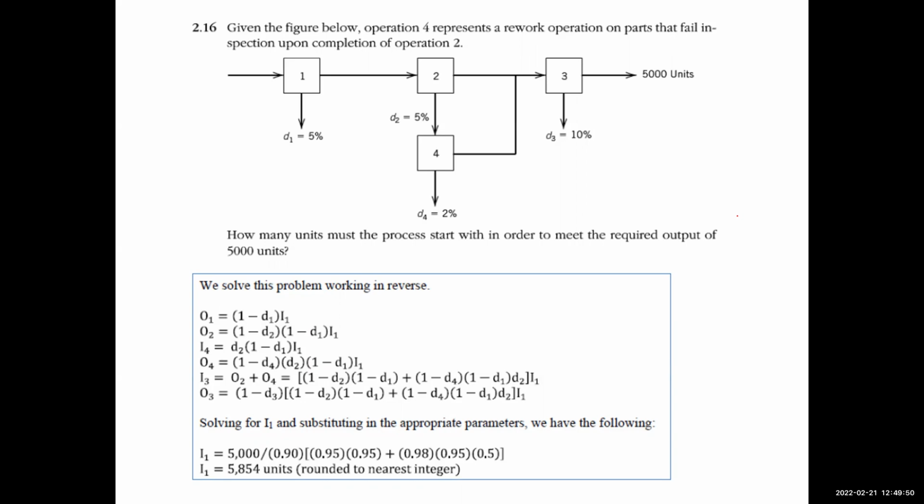The challenge about this one is that we have a rework station, right? So for us to be able to determine this input, which is what we want to find, we need to take into account this rework. What that station is doing is taking some of the defectives from station 2, reworking those, and then those that are fixed are going back into the process. So the question is, how many units must be started with in order to meet the required output of 5,000 units? The information you have available in this problem is just the output required, and the percentage of defectives for each station. Based on that, we want to know what is the required input.